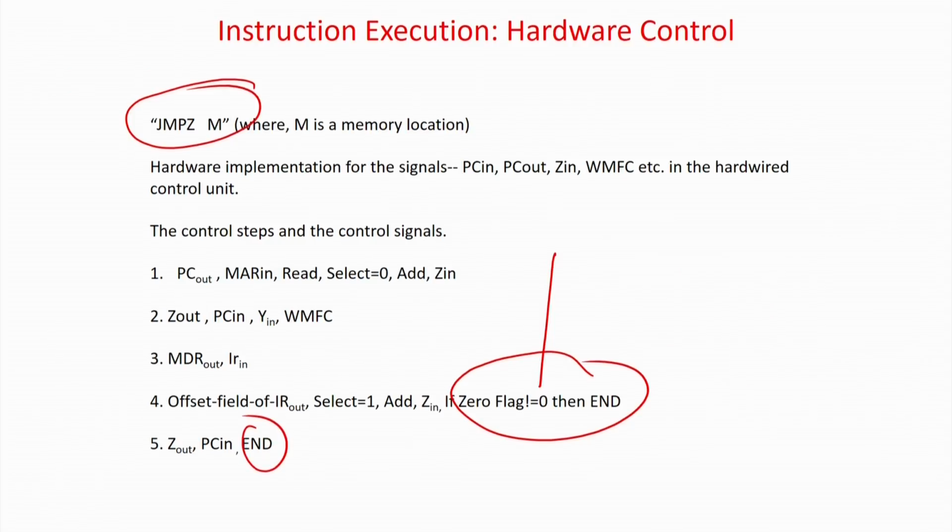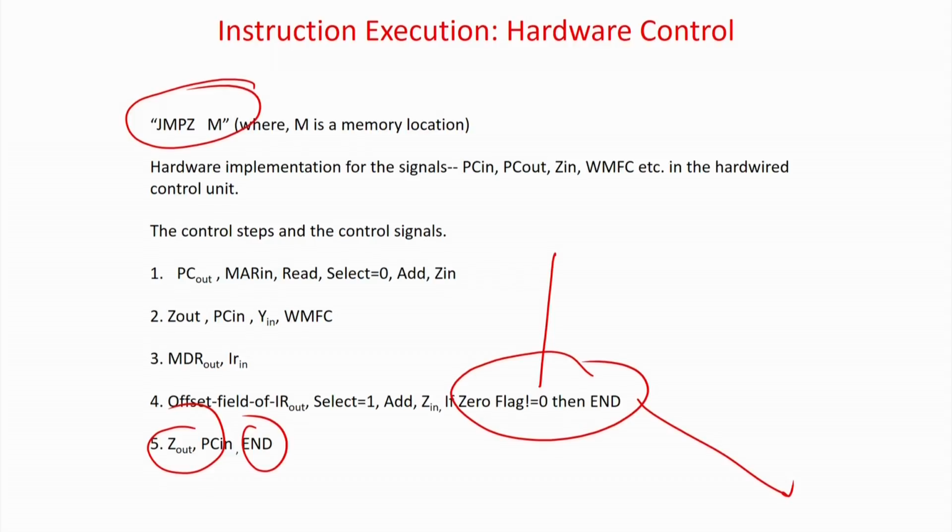Or if the flag value is 0, then you have to update this, that is Z out, PC in, meaning the updated value of PC, that is M, will be dumped to PC. So, the program counter will have the value M, and will start executing from the instruction present in memory location M. But if the flag value is not 0, then from there itself you will come out and the PC will go forward without having dumped the value of M into the PC. So, PC will be PC plus increment, and it will keep on doing it.